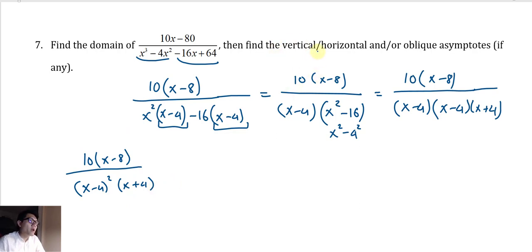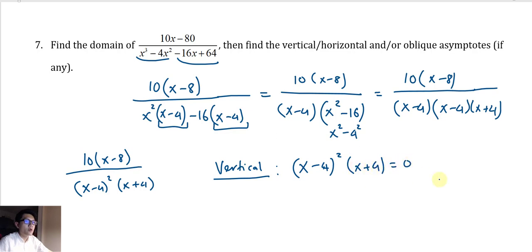Now, to find a vertical asymptote, you are looking for the value that makes your denominator 0, because the vertical asymptote happens when the function is undefined, and when your function is undefined, that means you are dividing by 0, and dividing by 0 means the denominator is 0. Okay, so I set up the denominator equal to 0 to find the vertical asymptotes.